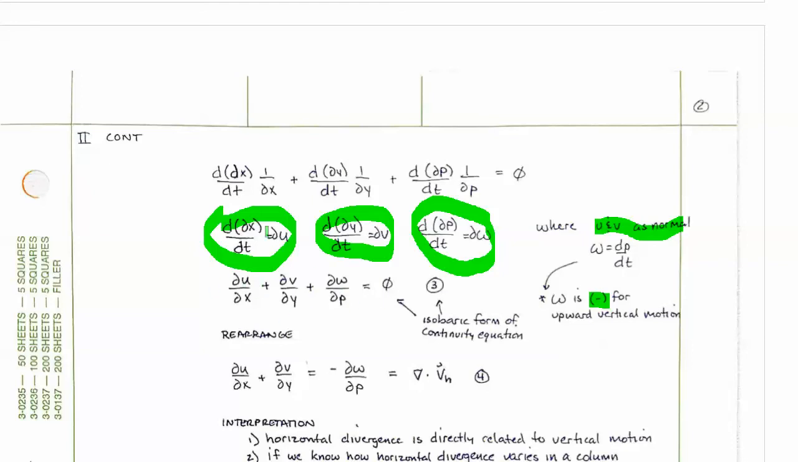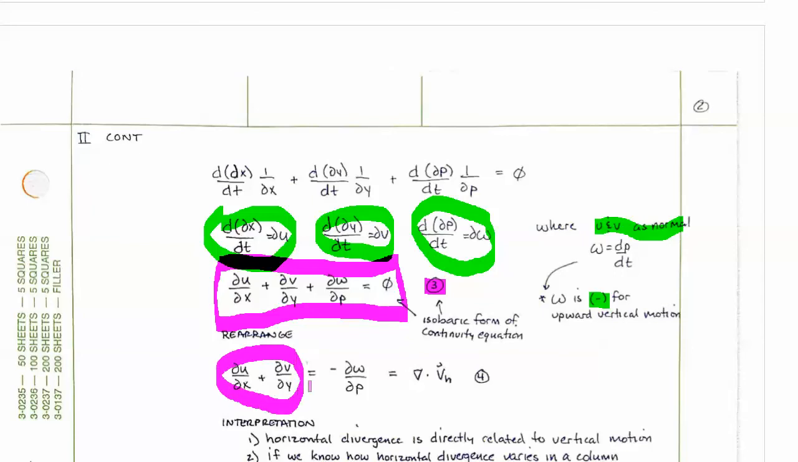So now we plug what we determined into the equation above, and we end up with the continuity equation in isobaric coordinates. And I've labeled this number 3. So let's keep on moving. So if we rearrange this thing, what we're going to find is that we have du dx plus dv dy equals negative d omega dp. Well, what does this equal? This is, by definition, the divergence of the horizontal wind.